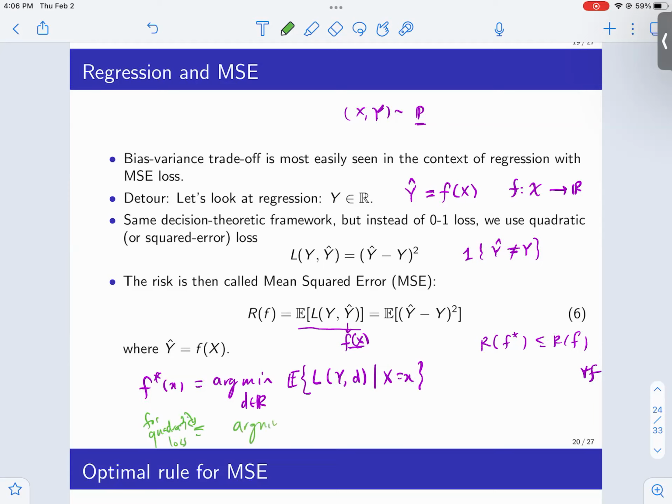Okay, so in this problem, for the quadratic loss, you can just write it. It's not going to be a probability anymore, so it would be the expectation of (y minus d) squared, conditional on X equal to x, and then I want to minimize over d. Okay, I'm just replacing the L with the definition. So how do we do that?